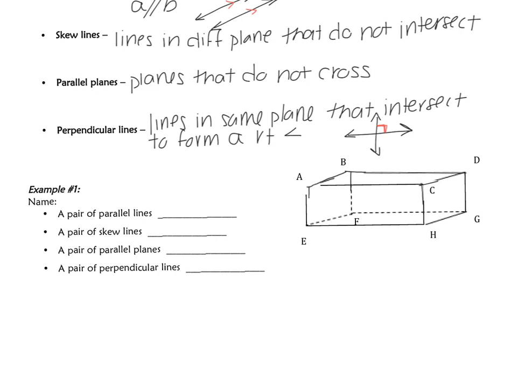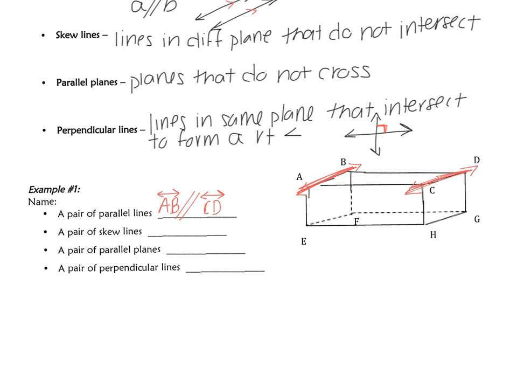First one, pair of parallel lines. Parallel lines are on the same plane and do not cross. So if I look at AB, that line, it would be parallel to CD because it's on the same plane and it does not intersect. So, pair of parallel lines, AB, make sure you have your lines and your arrows, parallel to line segment CD. And again, those have those arrows.